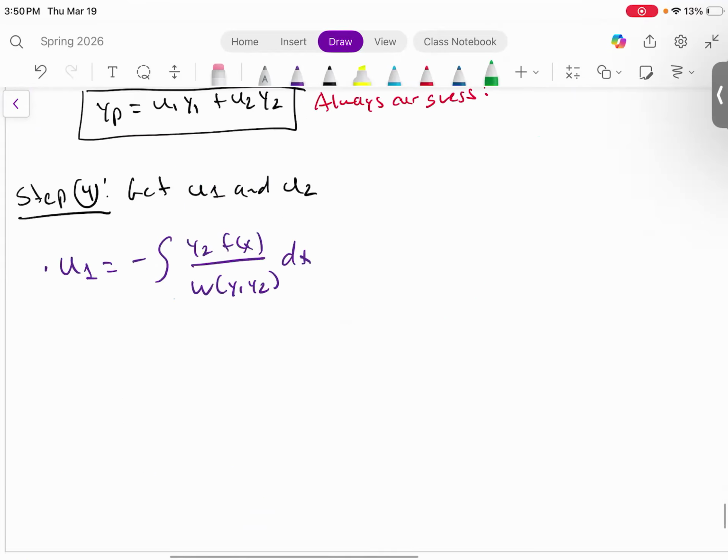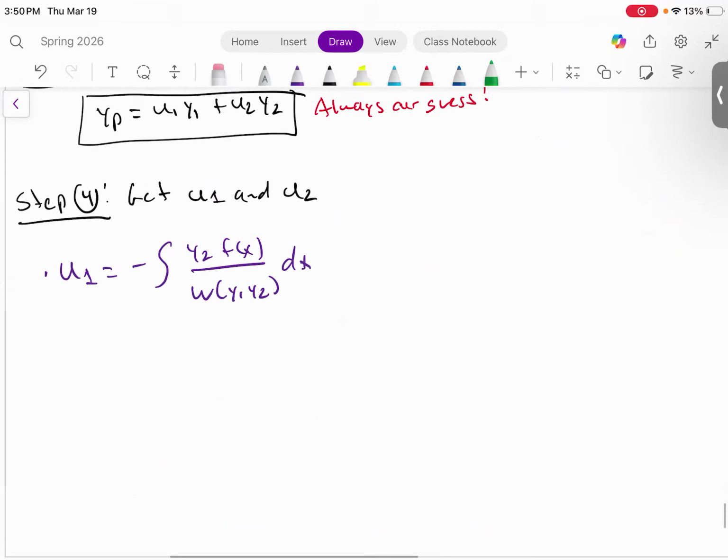The other thing we need to get is the Wronskian. So let's go ahead and do that. First, we need to compute the Wronskian.